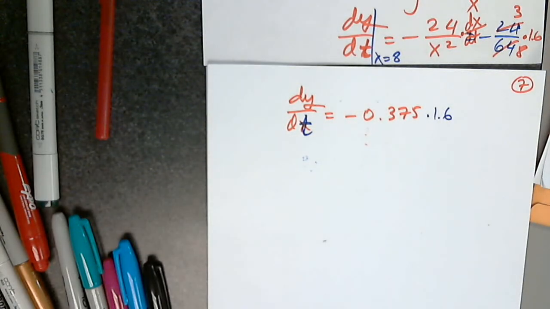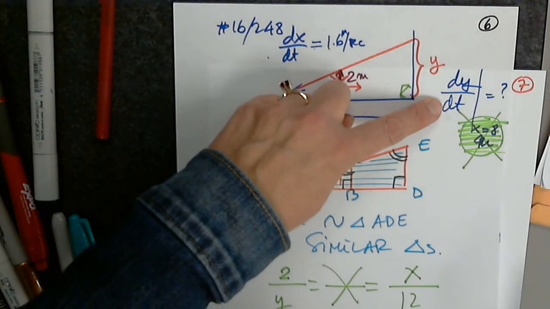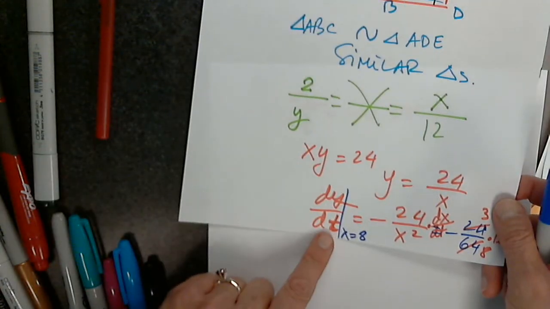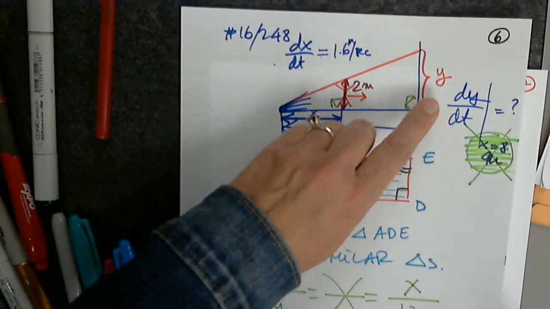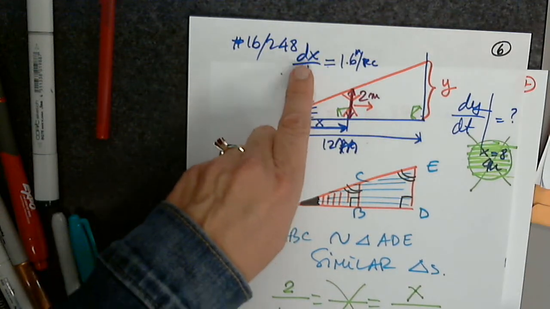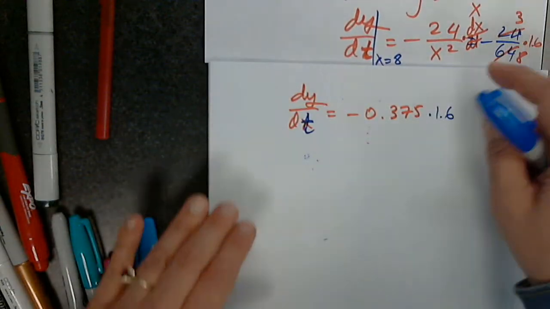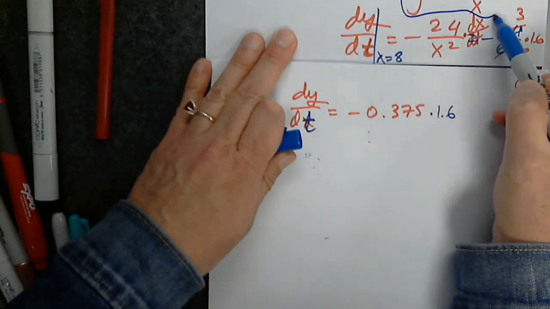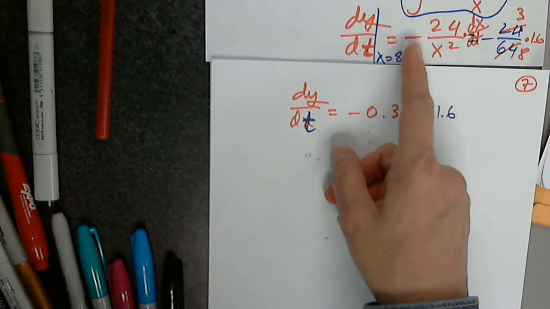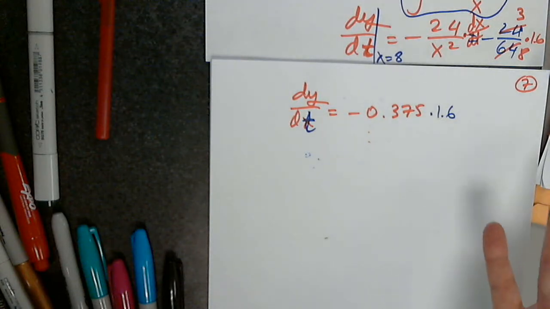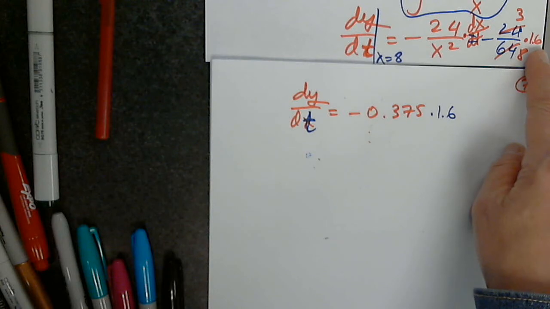So careful. We are after dy over dt, not dy over dx, as I wrongly stated here. So dy over dt, which tells us, as we already knew, that x is a function of t. So when I differentiate this, the left-hand side is dy over dt, and the right-hand side is negative 24 over x squared times the inner function prime, which is dx over dt, which is 1.6. Everything else is correct.